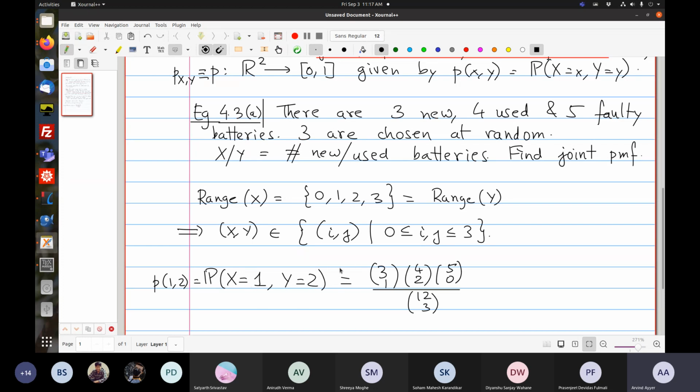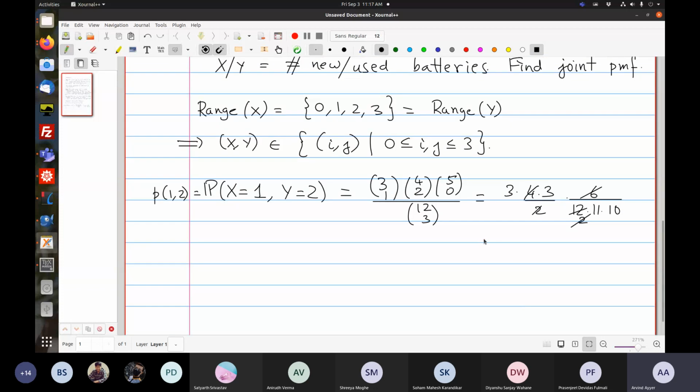But suppose I had something else, like X equal to 0, Y equal to 2, then I would have to do 5 choose 1. So this is 3 times 4 choose 2, that is 4 times 3 by 2, and 5 choose 0 is just 1, and then I have 6 by 12, 11, 10. 6 is 3 factorial. Now I can do some cancellations, and I get 9 by 110. In your book, this answer is written as 18 by 220. For some reason, they like to keep the common denominator as 220.